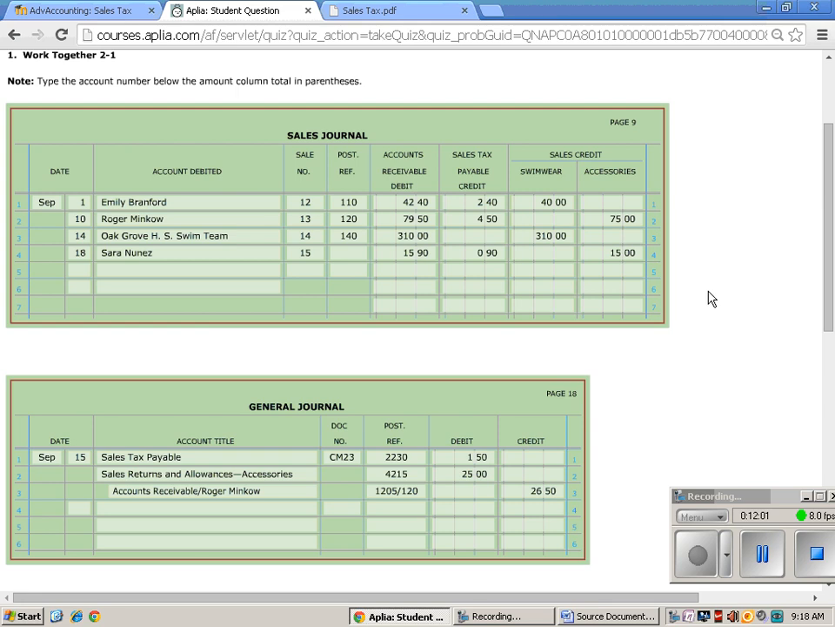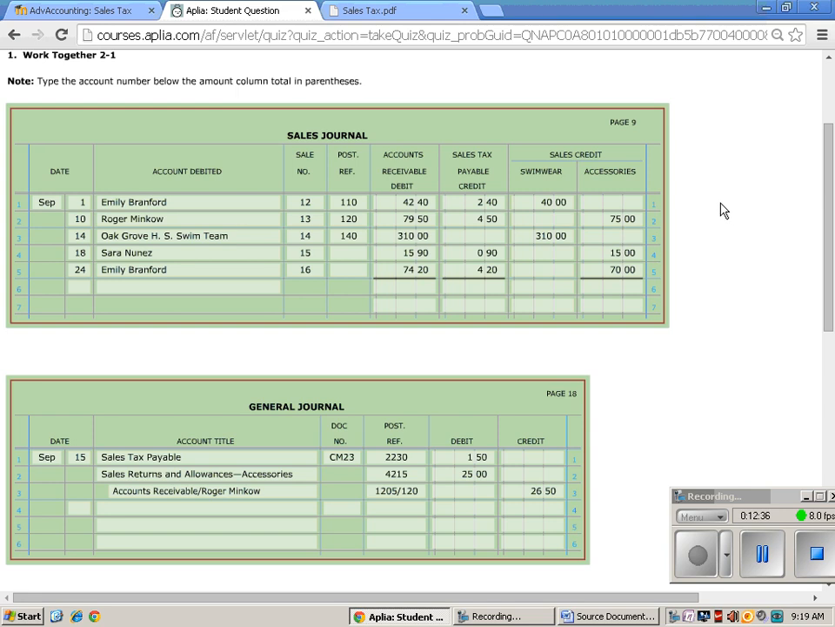All right, now on the 24th, we sold the beach umbrella to Emily Branford for $70 plus sales tax, S16. Sales invoice 16. Our date's the 24th. We sold it to Emily Branford. Umbrella is going to be an accessory, so the umbrella is $70. We then do 70 times 0.06 for sales tax, so it's going to be $4.20. So she's going to owe us a total of $74.20.